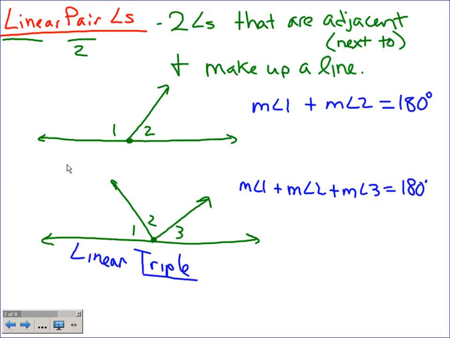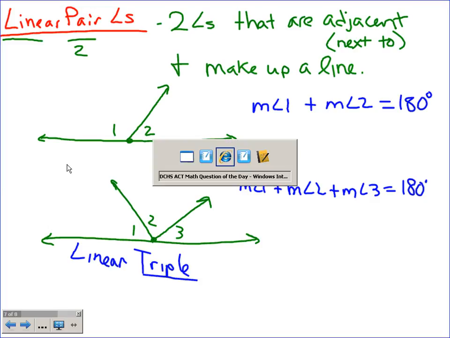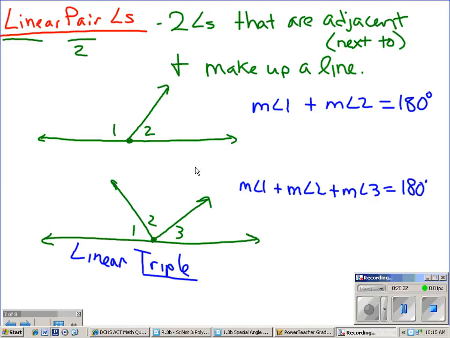Your homework tonight, here's what it is. I'm going to pass it out to you here in a second. All you need to do is keep your notes with you. All you're really doing is identifying: is this a linear pair? Is it a linear triple? Are they complementary? Are they supplementary? Are they adjacent? What are they? If you need help with it or you want me to check it with you, just come and talk to me in the morning.